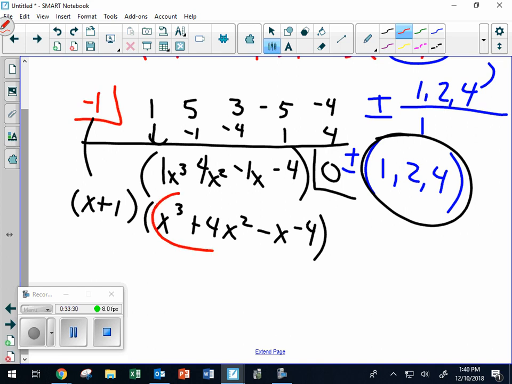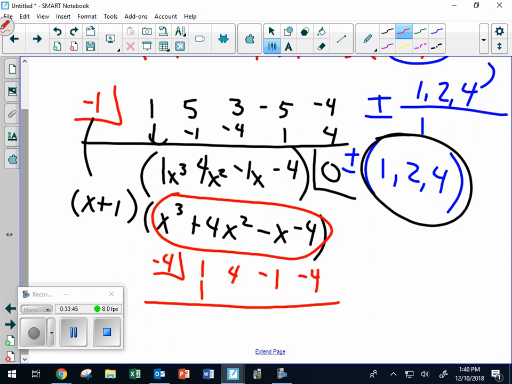So I'm going to take this now and use the fact that the graph had told them that negative 4 was a possible root. And I'm going to do synthetic again. 1, 4, negative 1, negative 4. Drawing a line, drop it. It's a 1, negative 4, adding is a 0. Multiplying 0, adding is negative 1. Multiplying is positive 4. And look at that. I got a 0 remainder again.